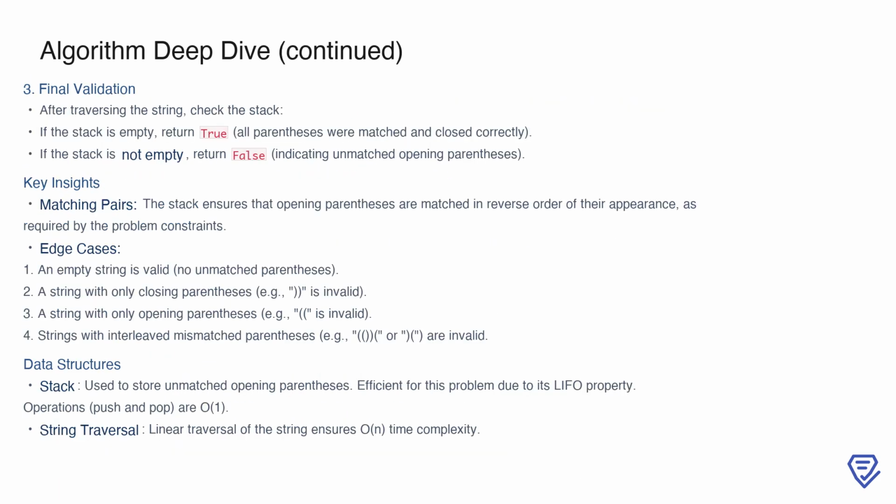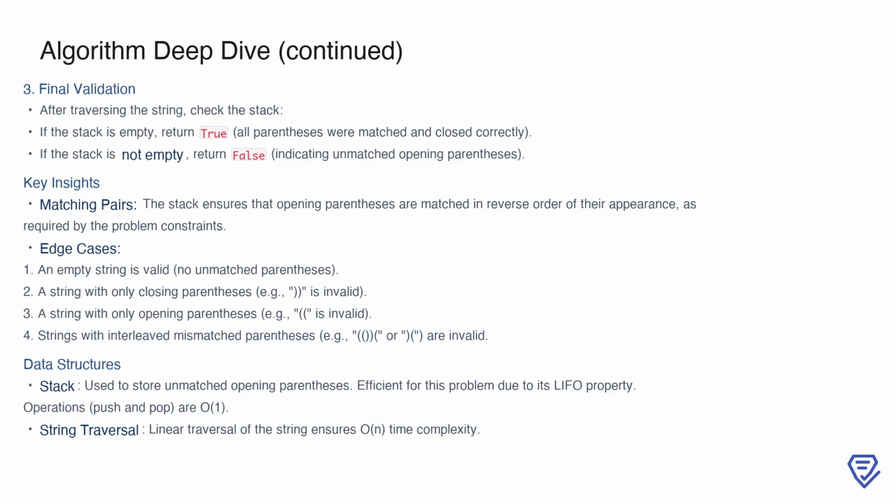After completing the traversal of the string, the final validation step involves checking the state of the stack. If the stack is empty, it means that all opening parentheses were matched and closed correctly, so we return true. If the stack is not empty, it indicates that there are unmatched opening parentheses remaining, and we return false. The stack ensures that opening parentheses are matched in reverse order of their appearance, which is essential for proper nesting.